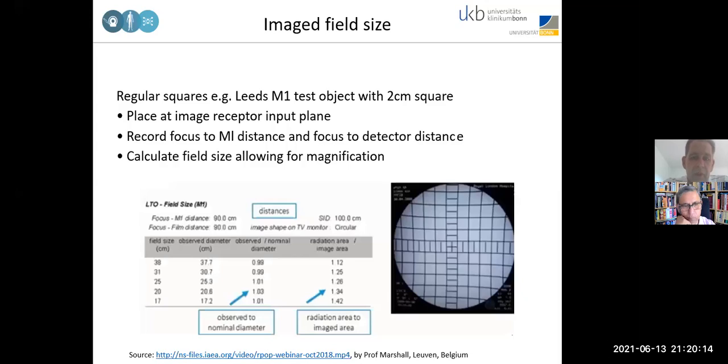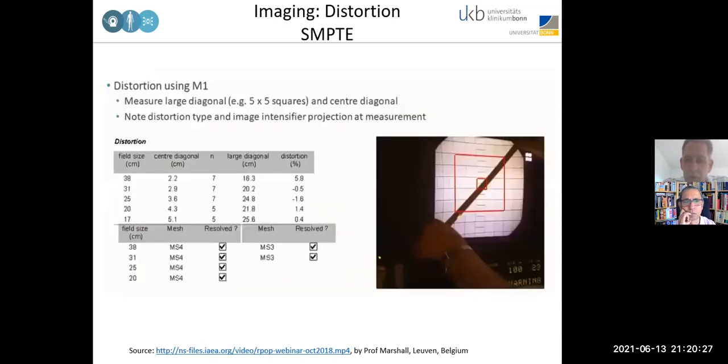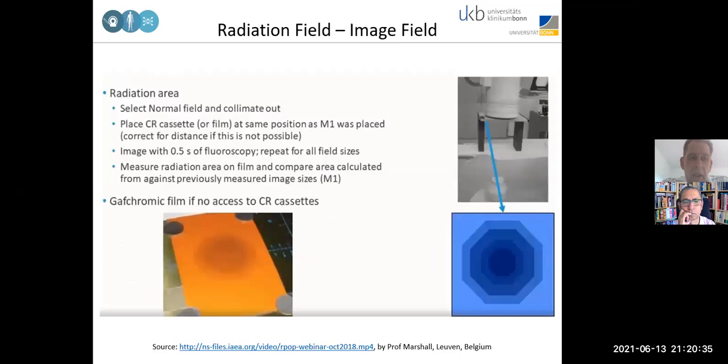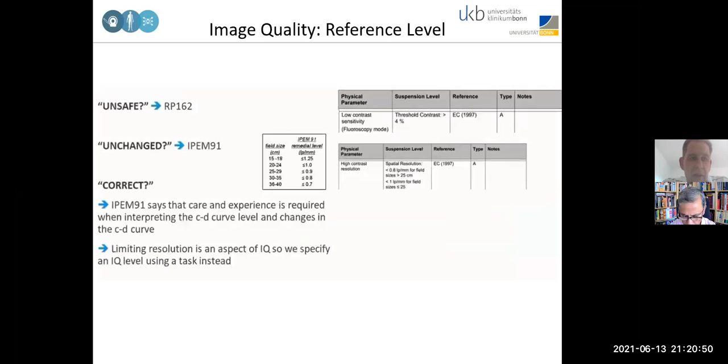Here is something for the field size, which is made with the Leeds phantom. You see something like field size versus diameter. Then you can look for the distortion. In this way, you see this image, and then you measure the diameter. And here you see the radiation field and image field with the GafChromic films, only to let you see that it's possible to do this even without electronic devices.